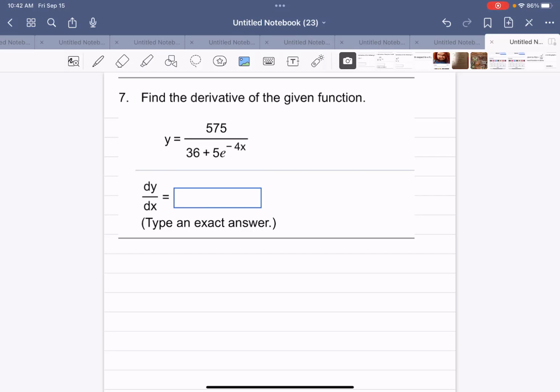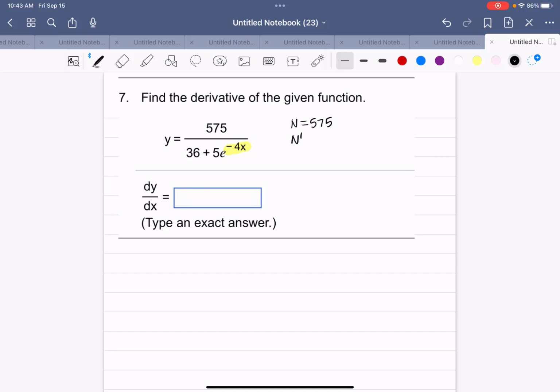Example number 7. Find the derivative of the given function y equals 575 divided by 36 plus 5e to the negative 4x. Have a couple of options here. You could move this denominator to the numerator and give it a negative 1 exponent. So while we have some options here, I think the quotient rule will be the easiest. And don't forget, we're going to need our chain rule because we have an exponent that we can take the derivative of. So our numerator is 575.